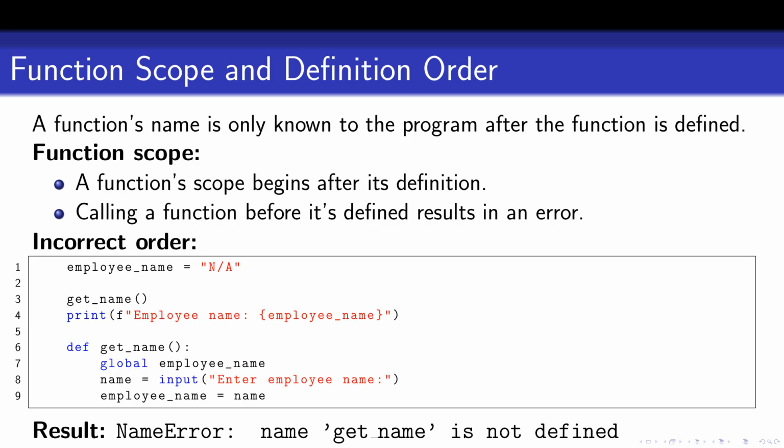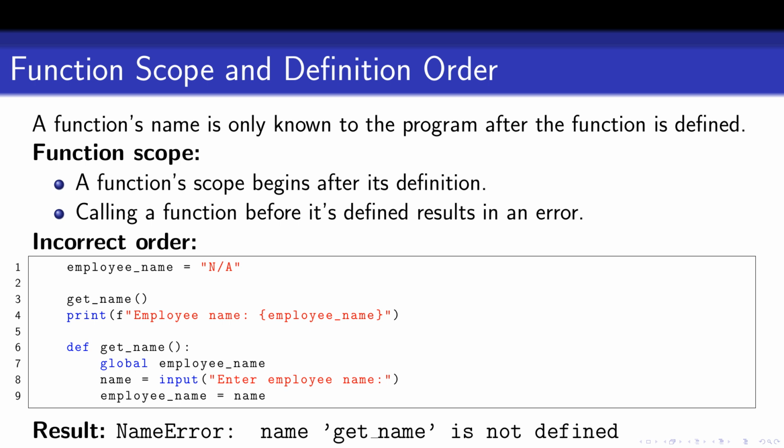Function scope and definition order also affect program behavior. A function must be defined before it's called. This means that Python won't recognize a function name until it has parsed the def block and created the function object. If you attempt to call a function before its definition appears in the script, you'll get a name error. This is particularly important when your program is organized into multiple functions that call each other.